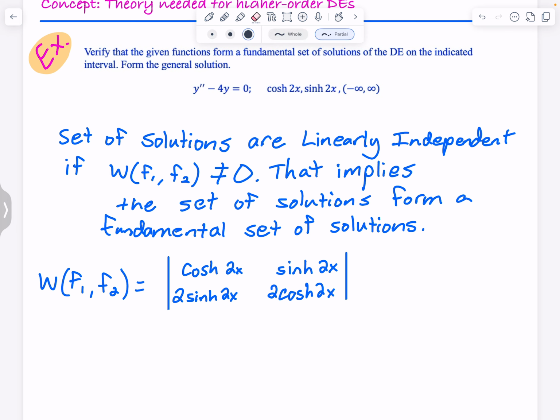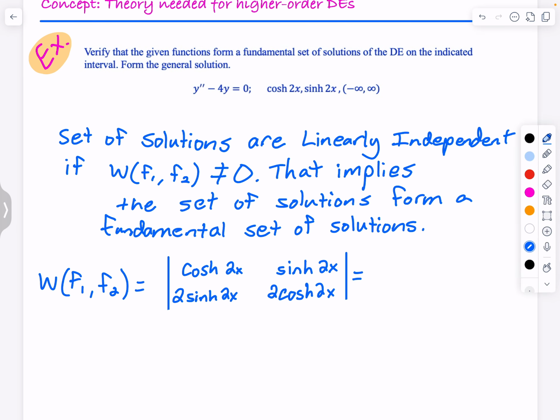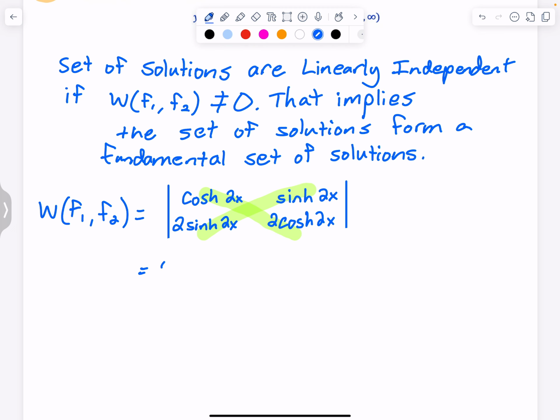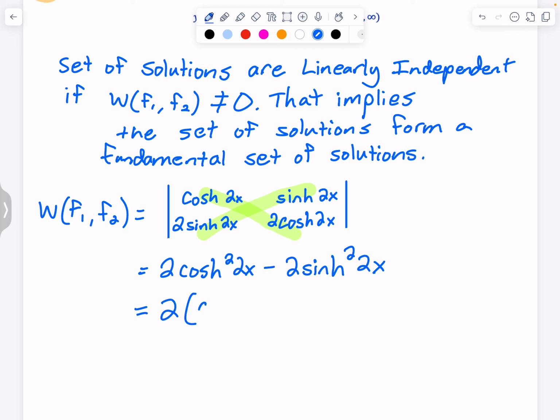Okay, and then I know that to do these, we're already to the end part, like we did a second ago. It's this times this minus those times that. So I get 2 cosh squared 2x minus 2 sinh squared 2x. Be careful. You see that sine squared, cosine squared, but these are hyperbolic. It's different. So I see a 2, so I'm going to go ahead and factor that out.